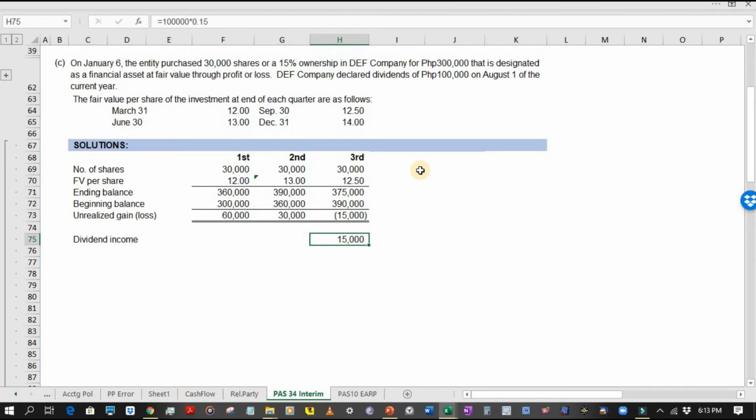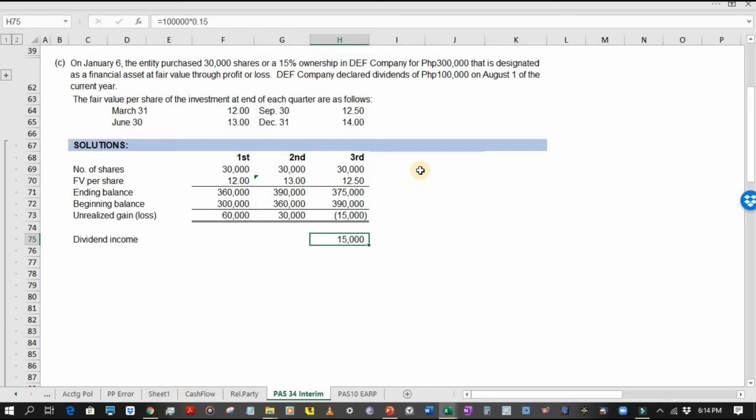by recognizing the 15,000 pesos in the second quarter, for example, because as of the second quarter, DAF Company has not yet declared the dividend. Again, the dividend has only been declared on August 1. So it means that ABC Company only earned the dividend income during the third quarter. Hence, the dividend income should only be reported or recognized during third quarter.